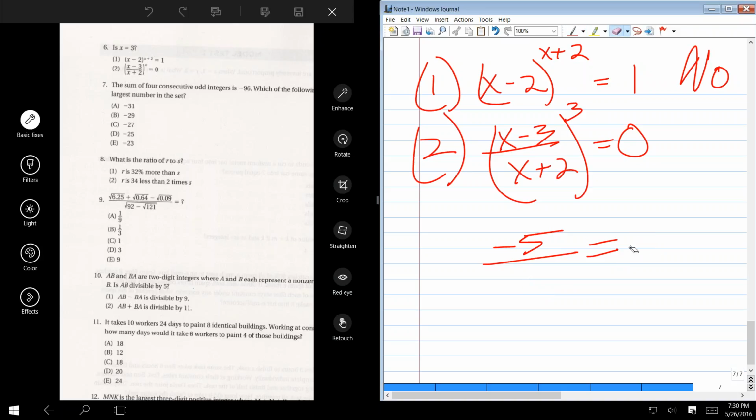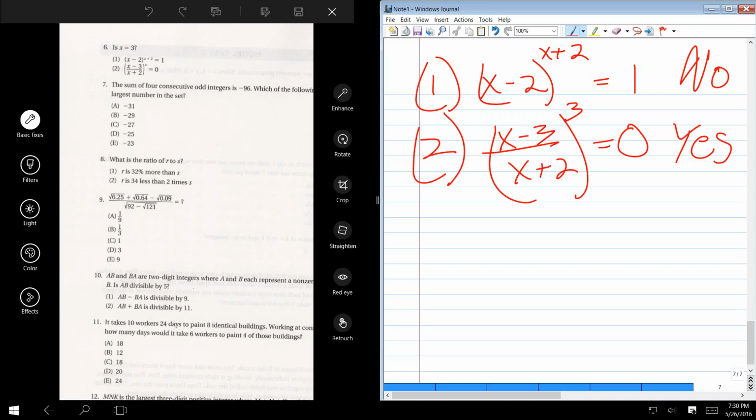The only number that raised to the third power can possibly be equal to 0 is 0, whether it's positive or negative. And the only thing that makes this 0 is x equal to 3, since then the numerator is 0. So this is sufficient alone. Yes.